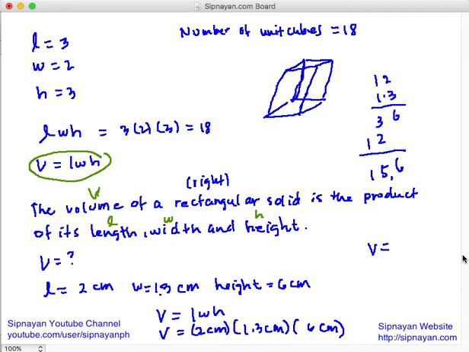In the next video ay mag-solve tayo ng more problems on the volume of a rectangular solid.